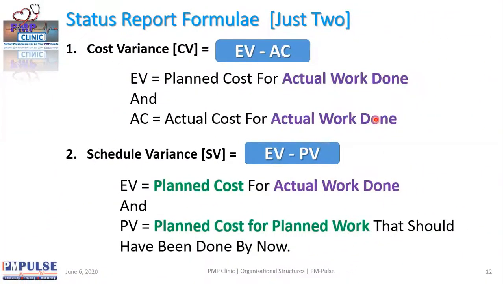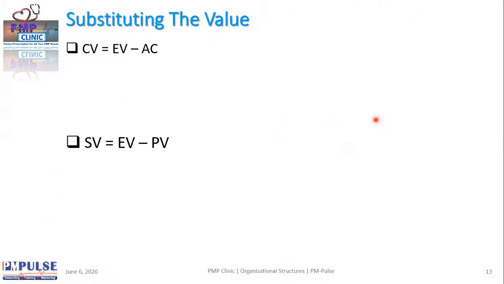Why don't we use the case study to calculate this, right? So remember, let's substitute the values. The CV stands for EV, which is earned value, minus AC.